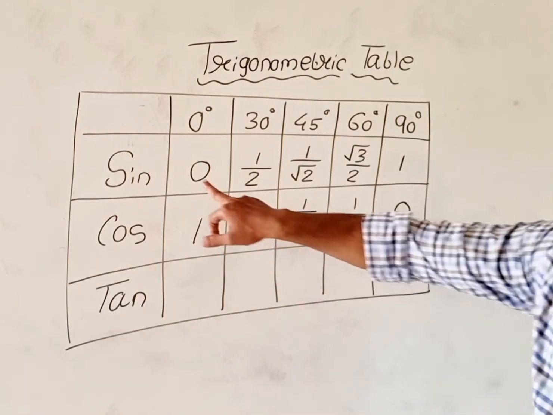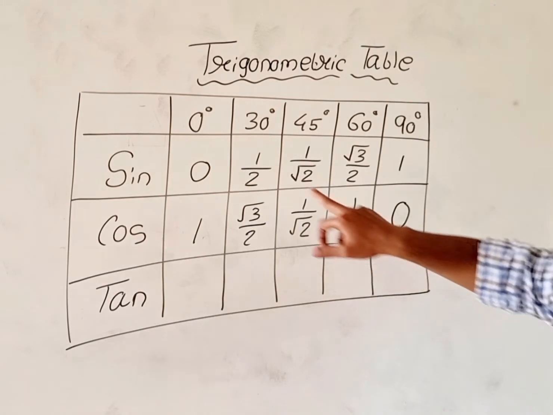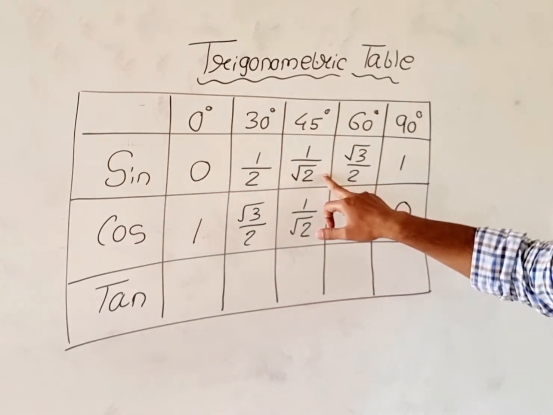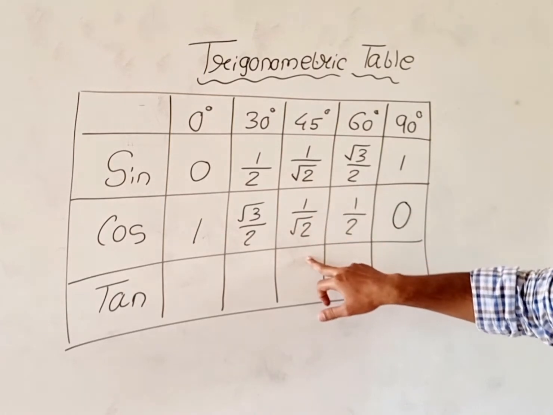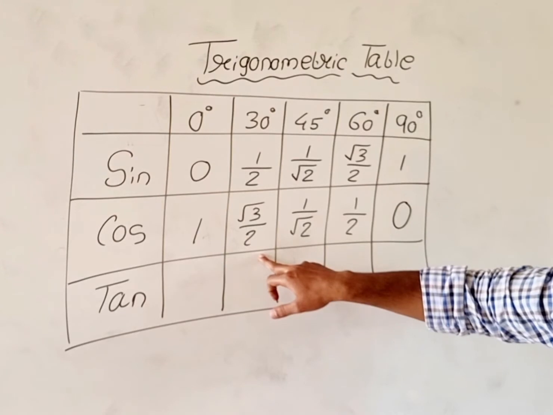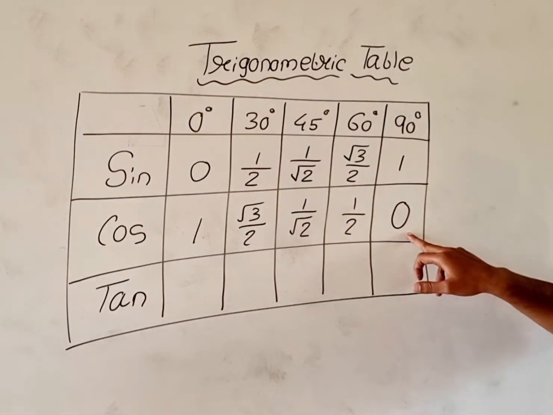So sin 0 is 0, so cos 90 will be 0. Sin 30 is half, cos 60 will be half. Sin 45 is 1 upon root 2, cos 45 will be 1 upon root 2. Sin 60 is root 3 upon 2, cos 30 will be root 3 upon 2. Sin 90 is 1, cos 90 is 0.